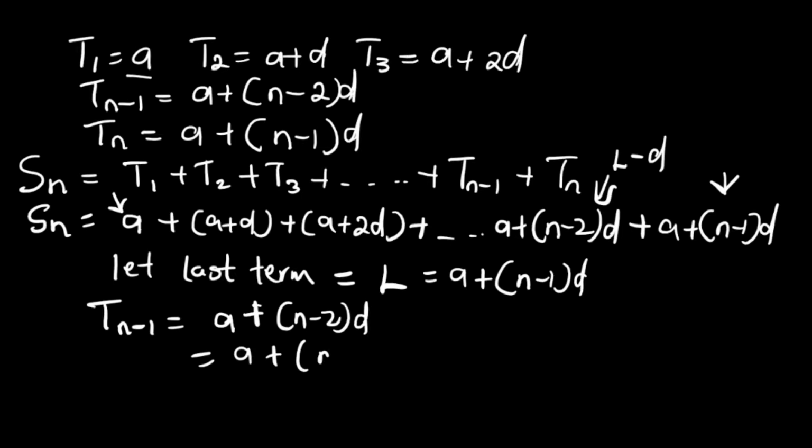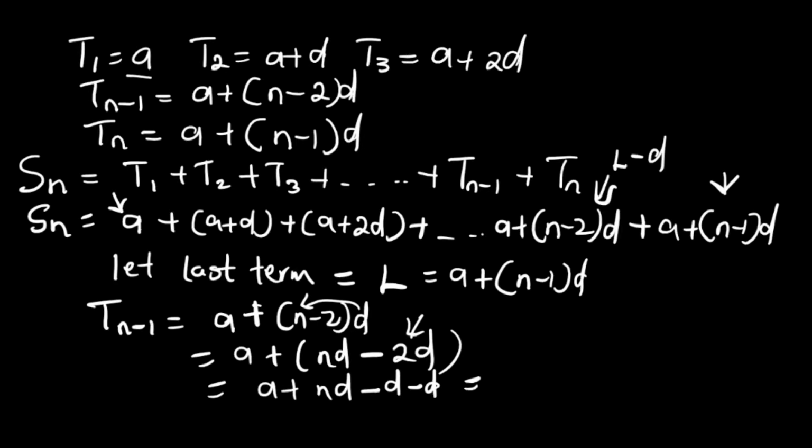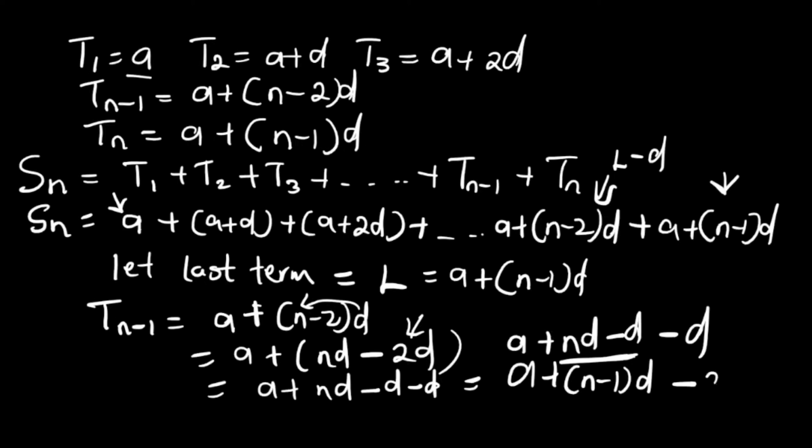Multiply the d inside, minus 2d, which is going to be equal to a plus nd. So let's break down this 2d. So it's minus d equals a plus nd minus d minus d, and then we're going to say a plus, so let's put this inside brackets, so it's going to be (n minus 1) into d, minus d. So if you take a look, this is your L and this is your minus d.